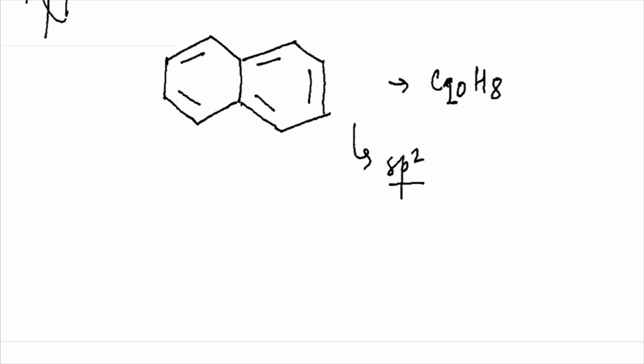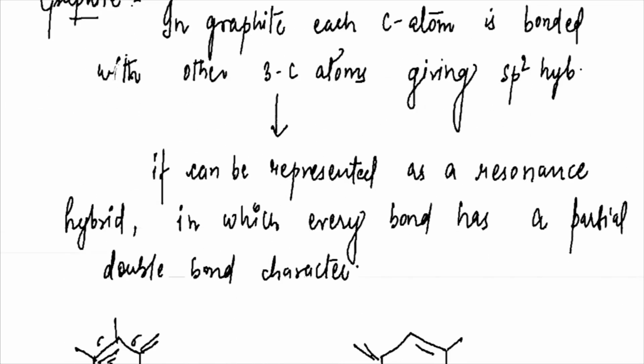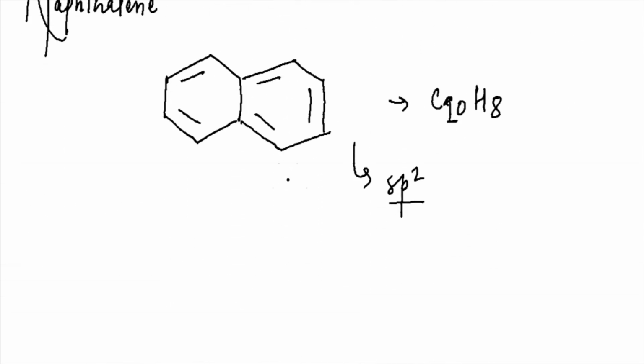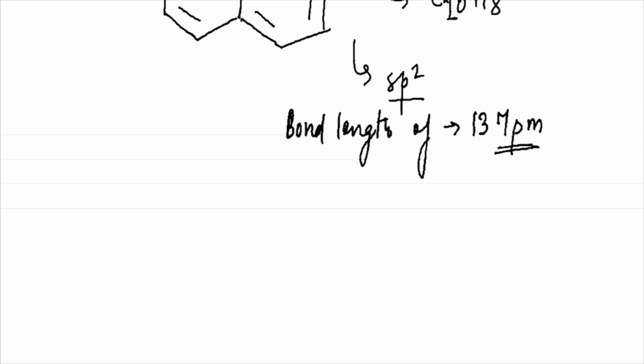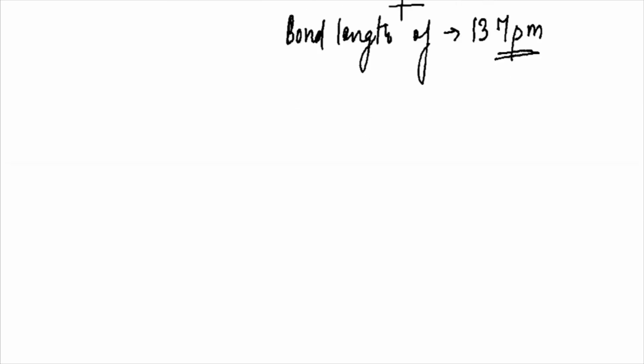Here all the carbon atoms in graphite also have sp2 hybridization, which I had missed. Naphthalene also has sp2 hybridization, and here also we can see double bond mixing, so we have a pi bond and sigma bond. This has a bond length of 137 picometers, which is again shorter because of both pi bonds and sigma bonds. So double bond character makes a bond length smaller.